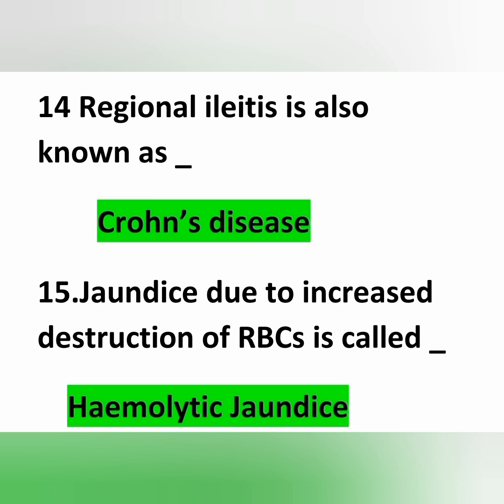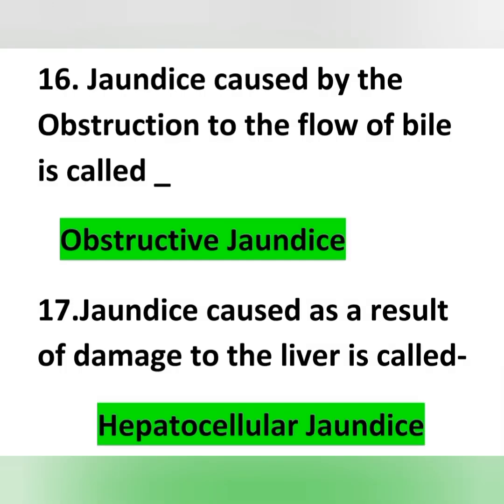And the next point, jaundice due to increased destruction of RBC is called hemolytic jaundice. Hemolytic jaundice means increased destruction of RBC. And the next point, jaundice caused by obstruction to the flow of bile is called obstructive jaundice. Obstructive jaundice means obstruction to the flow of bile. And jaundice caused as a result of damage to the liver is called hepatocellular jaundice.